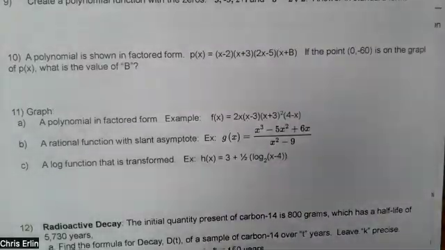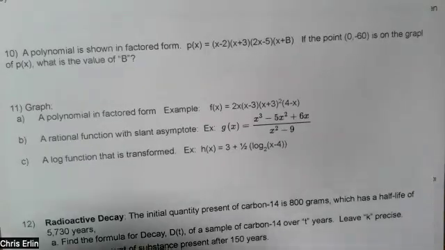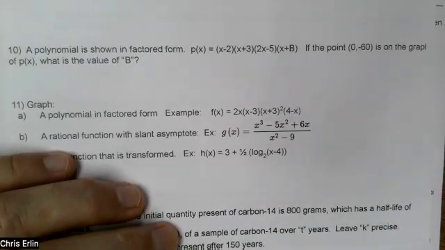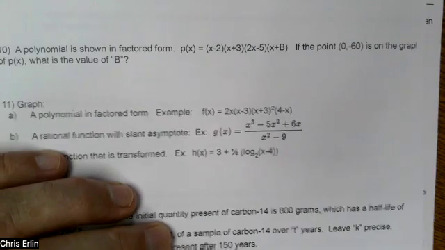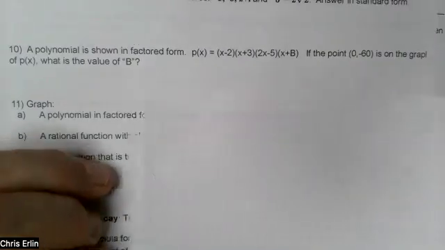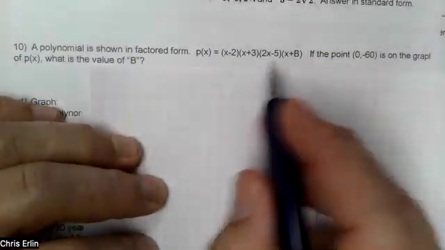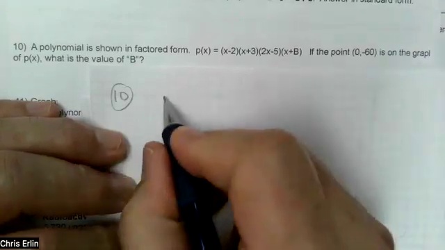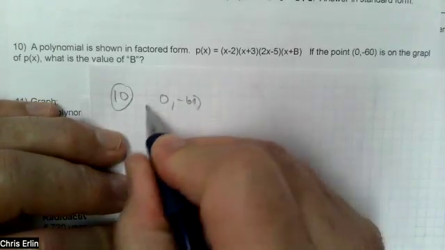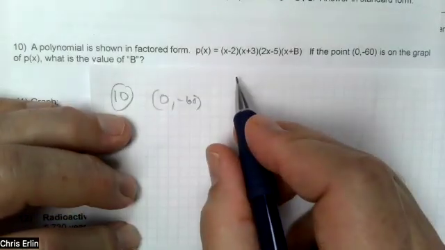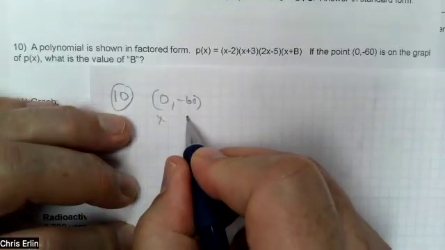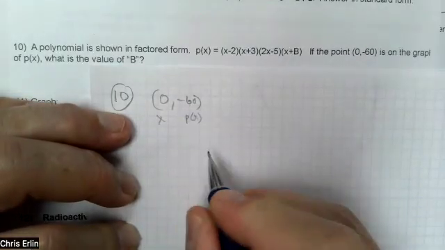Number 10, a polynomial is shown in factored form. P of x equals (x minus 2)(x plus 3)(2x minus 5)(x plus b). If the point (0, negative 60) is on the graph of p of x, what's the value of b? In order for it to be on the graph, the point (0, negative 60) is a solution. So if I make an x value of 0, p of x would be negative 60.